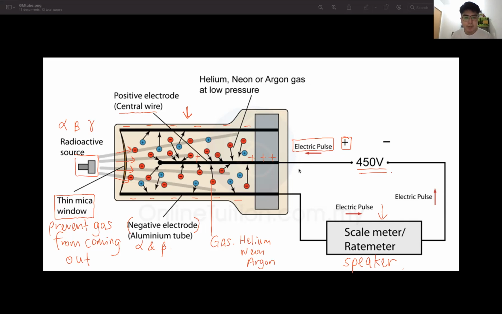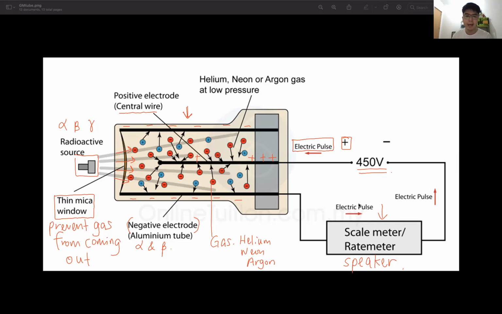And this electric pulse passes through, it could be a speaker. If it's a speaker, then this speaker will create a sound, like tak. Then you can hear this sound, and when you hear the sound, you know there's one emission. So one emission, one sound, one tick. If there are 4 emissions, then you will hear 4 ticks. Tak, tak, tak, tak. Then you can count 1, 2, 3, 4 in 1 minute.